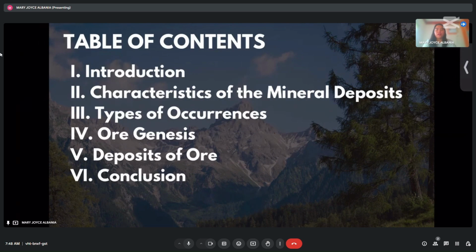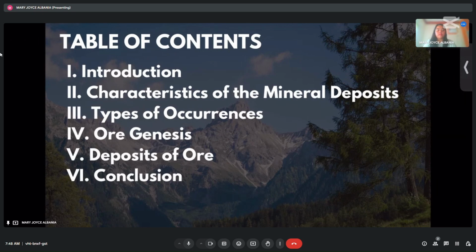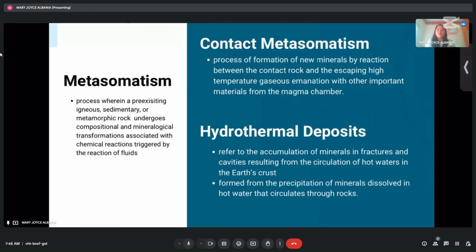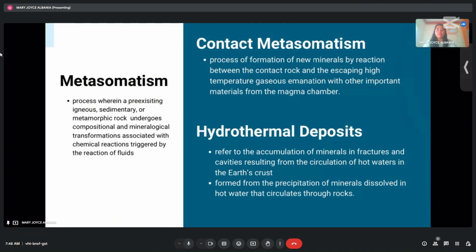So first, for our table of contents, we have the introduction, characteristics of the mineral deposits, types of occurrences, ore genesis, deposits of ore, and conclusion. For our introduction, we will have the definition of contact metasomatism and the definition of hydrothermal deposits.